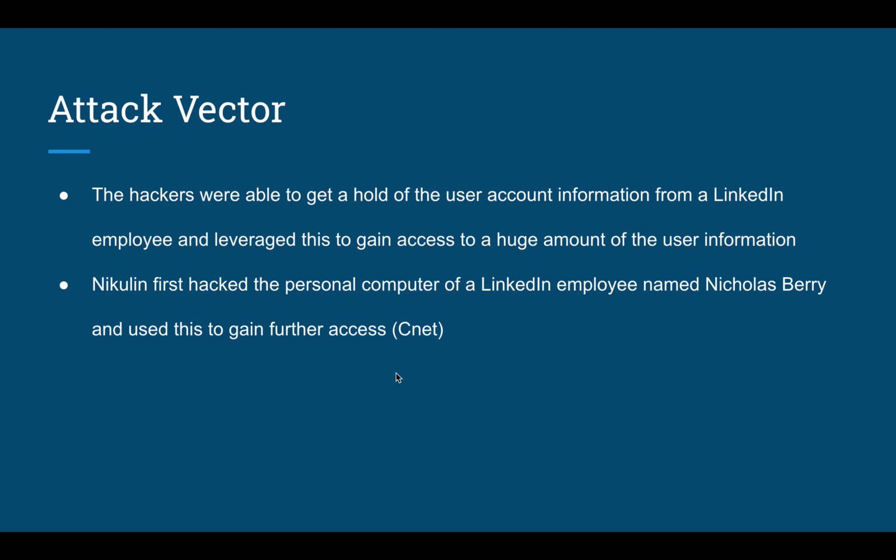The attack vector. The attackers were able to get a hold of the user account information from a LinkedIn employee, and they leveraged this to gain access to a huge amount of the user information. Nikulin first hacked the personal computer of a LinkedIn employee named Nicholas Berry. He then was able to use Berry's username to gain access to LinkedIn's secure VPN. This gave him access to the databases of usernames and passwords.